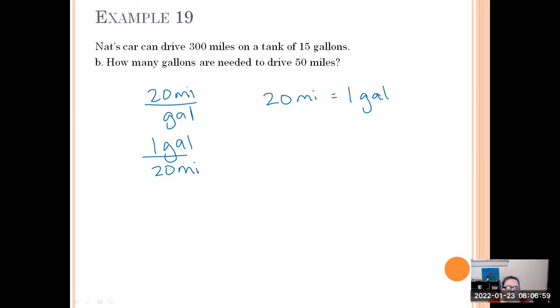Okay, so if we do that, we can just multiply. How many gallons are needed to drive 50 miles? Well, miles is currently in our denominator. So if we put 50 miles times 1 over 20 miles, we're going to get the number of gallons, because when you multiply straight across, your miles are gone. So 1 times 50 is 50, divided by 20, and this is gallons.